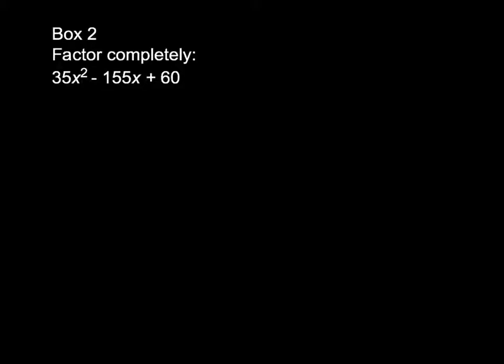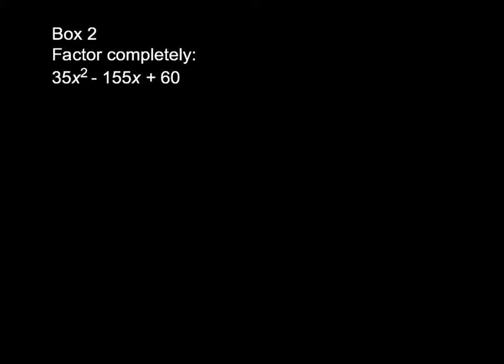Alright, copy this example in box 2. This time we're going to look for a GCF. Always check for a GCF first from 35, 155, and 60. Now these all end in 5 or 0, so I know they're all divisible by 5. So I'm going to factor out a 5.